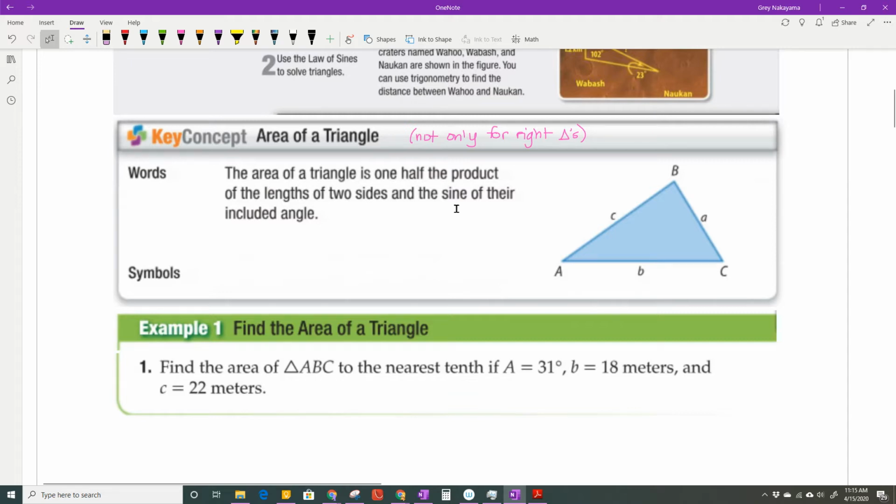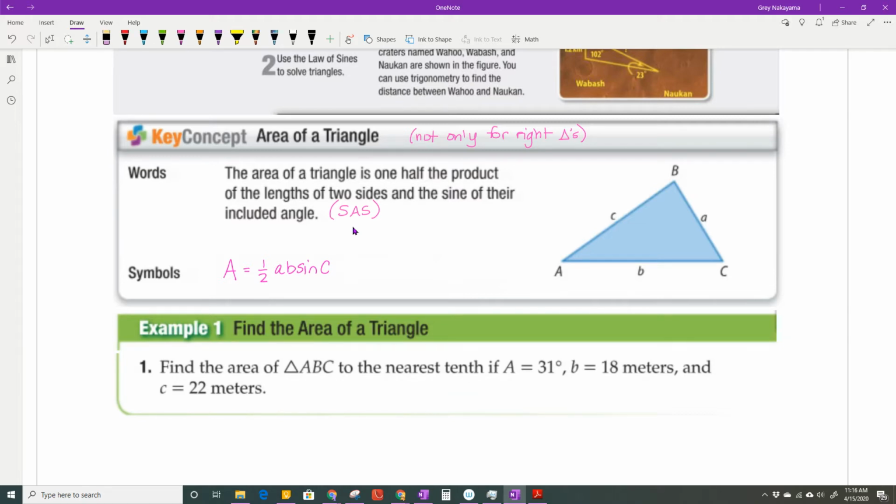Okay, so the area of a triangle is 1/2 of the product of the lengths of two sides and the sine of their included angle. Sometimes people refer to this as the SAS formula for the area of a triangle. Because as you can see, to be able to use it, you have to have two sides and the angle in between them. So what does the formula say? It tells you that the area of a triangle is 1/2 the product of two sides times the sine of the included angle.